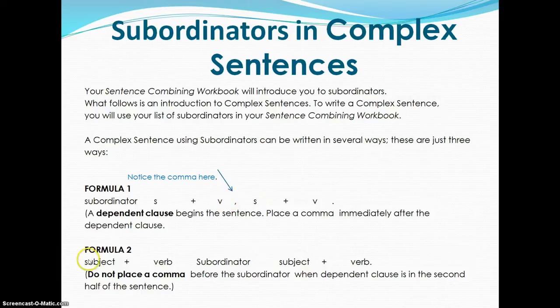In the second formula, it's the reverse order. We present the subject plus the verb, the subordinator, the subject plus the verb, and we do not place a comma before the subordinator when the dependent clause is in the second half of the sentence.